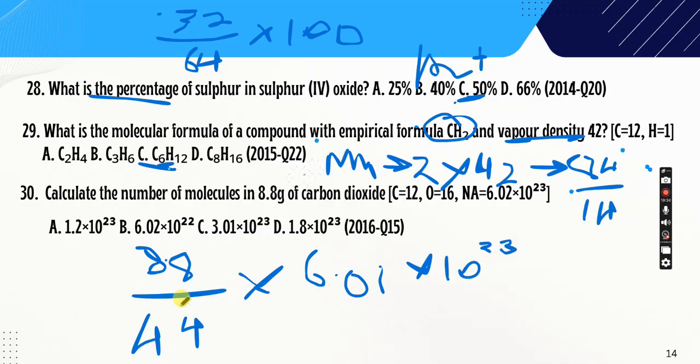So this will give us what? This will give us 1.2 exponential 23, which is option A. And with that, we have come to the end of this particular episode.